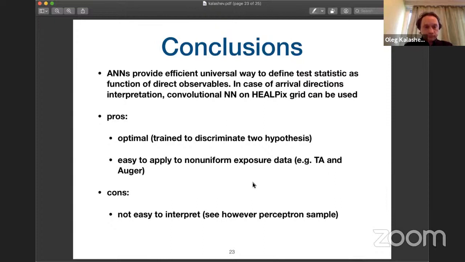And the advantage of this analysis is that it's kind of optimal because we trained the classifier to discriminate two hypotheses. It's easier to apply to non-uniform exposure. However, it is not very easy to interpret since it's a neural network.